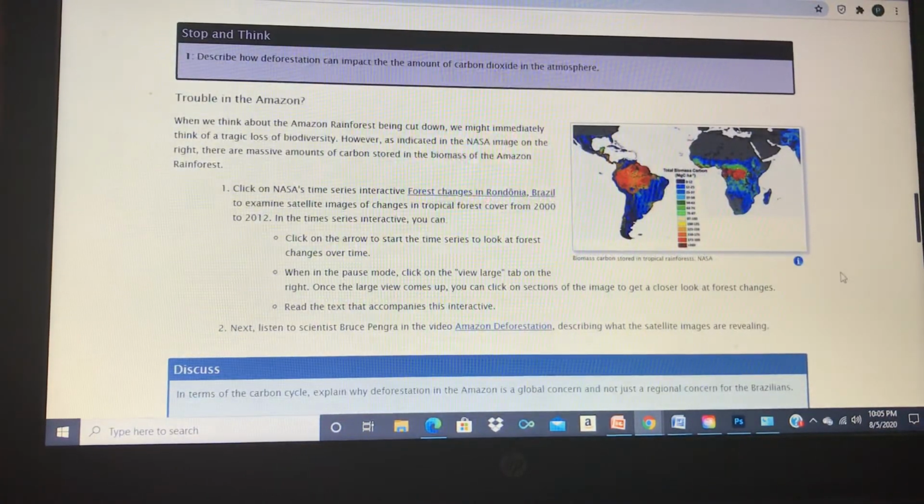Describe how deforestation can impact the amount of carbon dioxide in the atmosphere. So this is one of the questions that you are going to answer for me. So you think about that here. Your answer should be, we've already really kind of answered that, but you might get some more information as we go. So trouble in the Amazon.